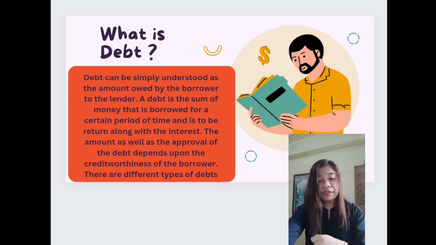Before taking debt, one must be very careful because the amount of repayments is always higher than the sum borrowed. Moreover, debt always comes with a fee. The credit providers always charge a certain amount on the credit or the debt, which is known as interest.